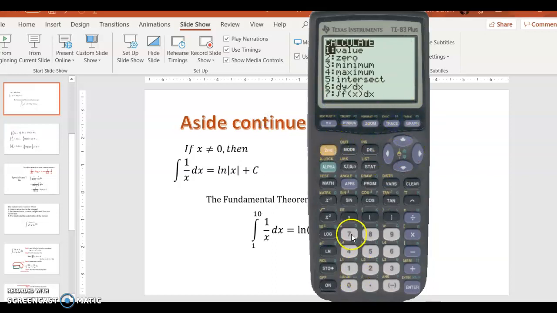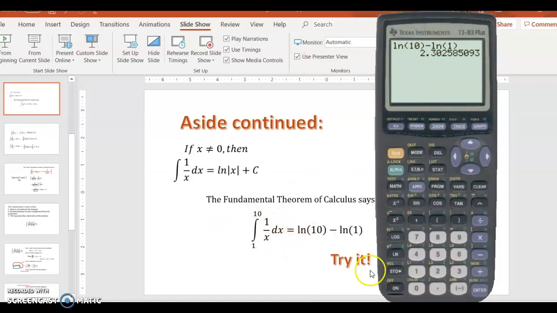Calc 7, lower limit 1, upper limit 10, fills it in. The area under the curve is 2.303. If I go to natural log of 10 minus natural log of 1, I get 2.303. So the fundamental theorem of calculus says, look, they're the same. This is our definition. This is our fundamental theorem.